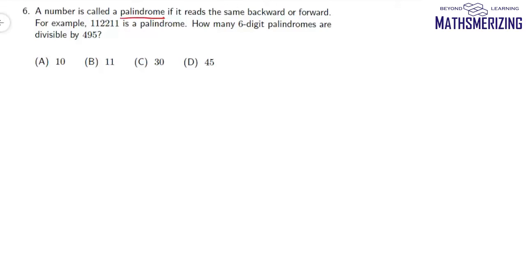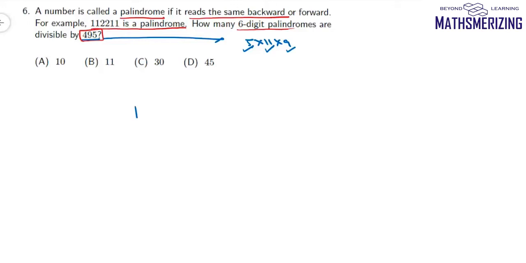So a palindrome is a number that reads the same backwards and forwards. For example, 112211 is a palindrome. So it says how many 6-digit palindromes are divisible by 495. So we will factorize 495, we'll get 5 into 11 into 9. Now this number will be divisible by 495 when it is divisible by 5, when it is divisible by 11, and when it is divisible by 9.